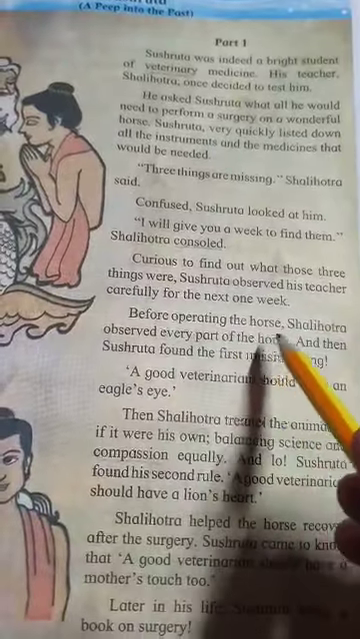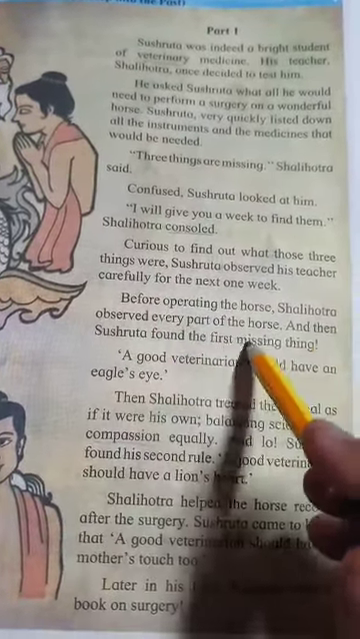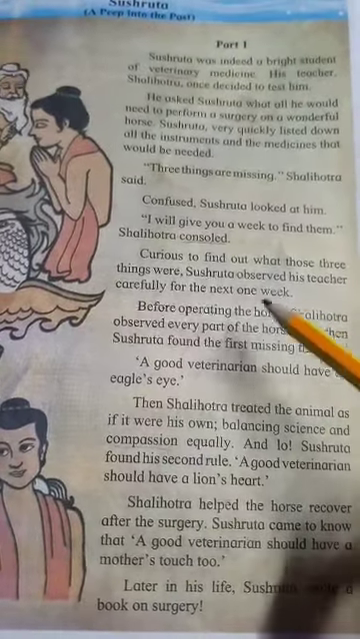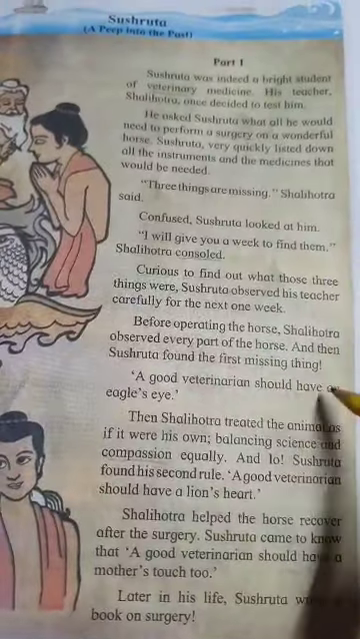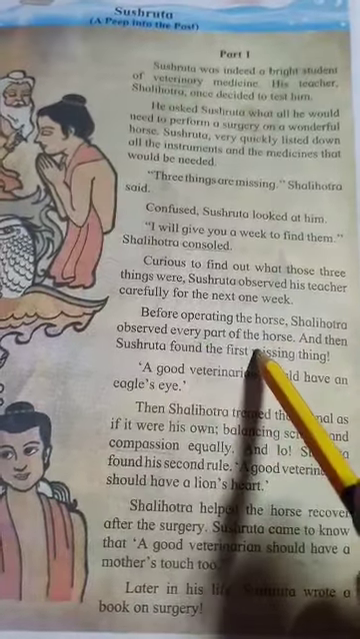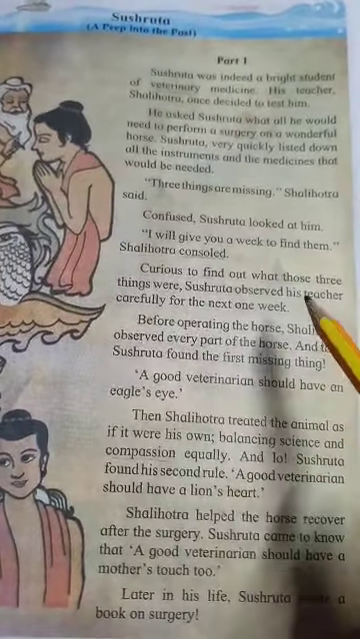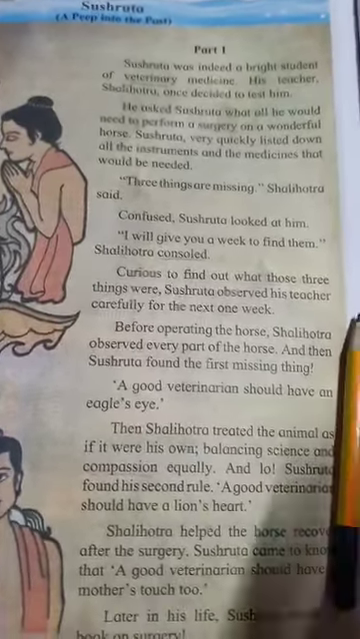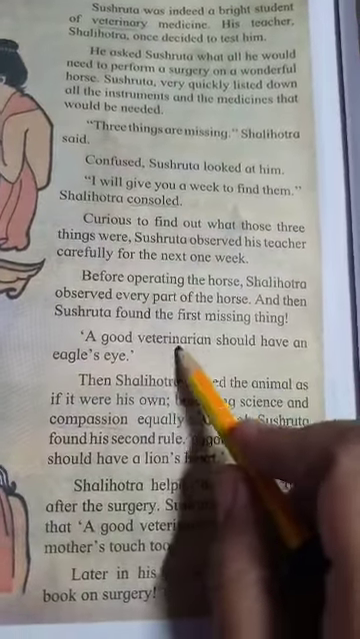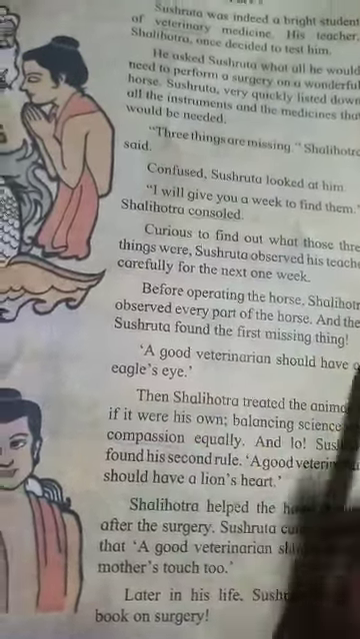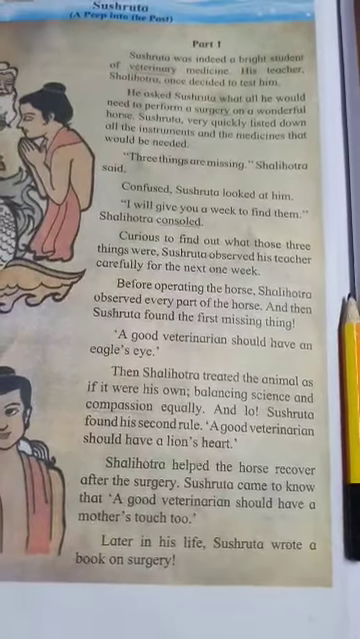Before operating on the horse, Shalihotra observed every part of the horse, and then Sushruta found the first missing thing. When the teacher was operating on the horse, Sushruta saw that his teacher was observing every part of the horse, and at that time he found the first thing. And what was the first thing? A good veterinarian should have an eagle eye.